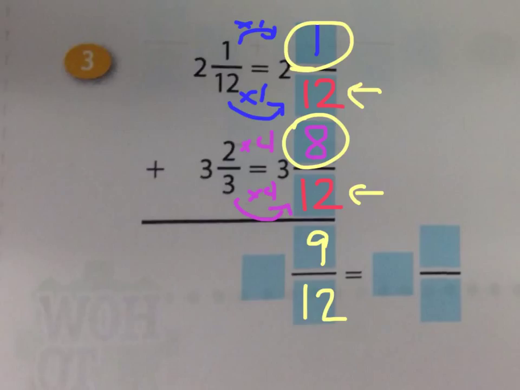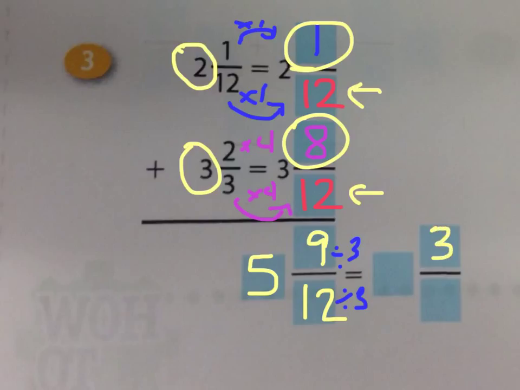Once you do that, the only thing different is for you to add your whole numbers. 2 plus 3 gives you 5. And just like earlier, we know we can simplify this by dividing by 3. 9 divided by 3 gives me 3. 12 divided by 3 gives me 4. And then the 5 just comes right over here. So your final answer is going to be 5 3/4.